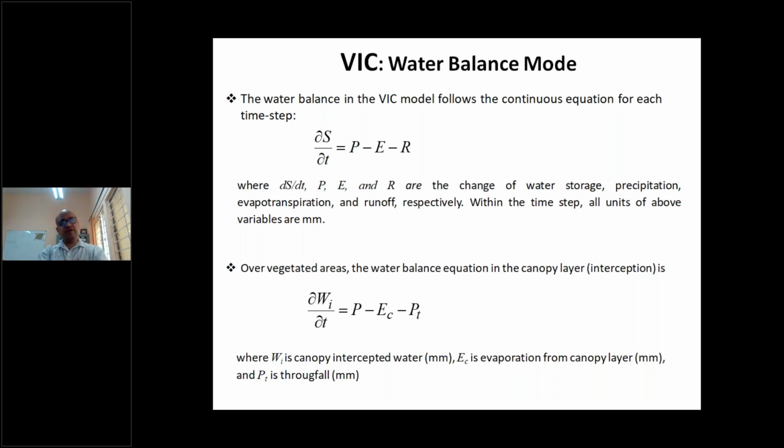Or if you know the runoff and evaporation, you deduct them and you can calculate the change in soil moisture storage. So how does it solve it? It will first calculate the change in soil moisture storage, it will calculate evapotranspiration, and it will deduct these two values from the precipitation, and the residual will be your runoff.